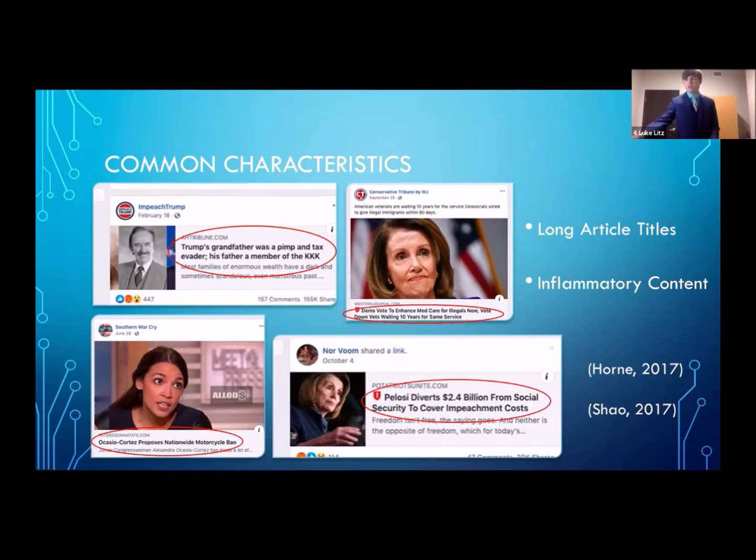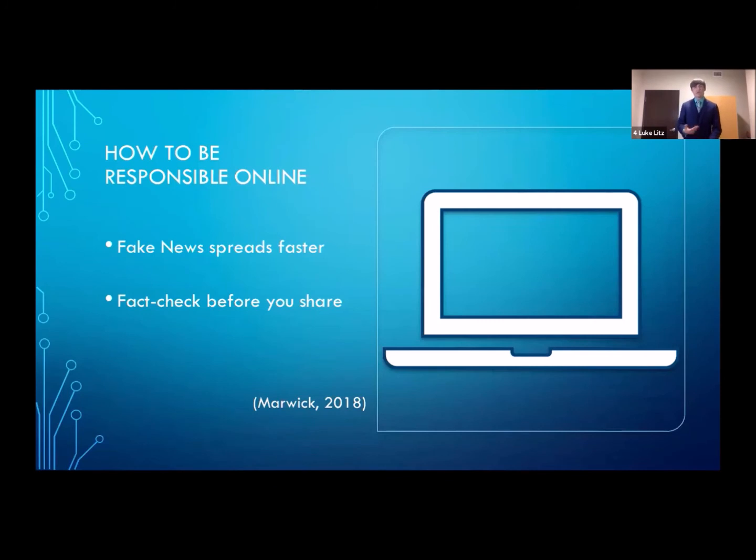But once we really understand the spread, and once we really understand what some of the common characteristics are of fake news on the internet, it makes it imperative for us to be able to have a practical takeaway. How can we actually be responsible online? And there's a couple of things we can do. The first thing we can do is to understand the nature of the beast that we're working with.